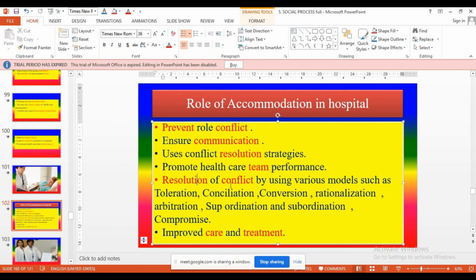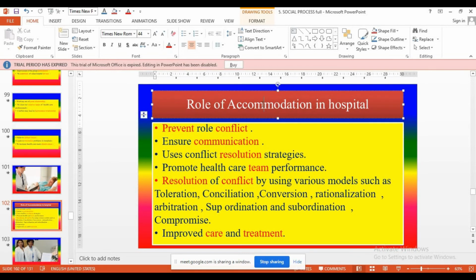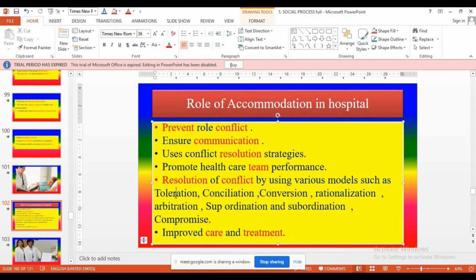Then resolution of conflict. Already we have learned the different methods used to solve conflict as a process of accommodation. What are the methods? First, tolerance. We are nursing professionals, we need more toleration. Then conciliation, where a third person is involved.